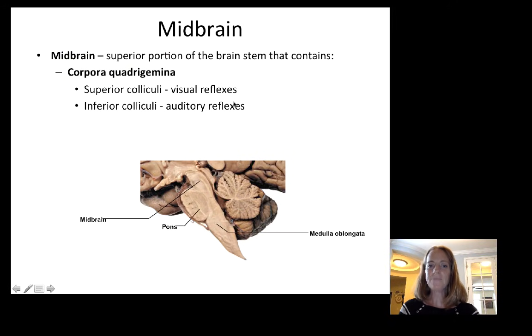The midbrain then is the superior portion of the brainstem, and it contains a couple of structures that you may remember from your anatomy course on the back of the midbrain called the superior and inferior colliculi. The superior colliculus is an important region of visual reflexes. The inferior colliculus is an important region of auditory reflexes. Also within the midbrain, many white matter tracts of axons go to and from other regions of the brain.